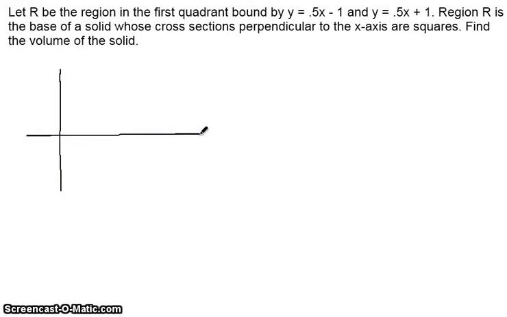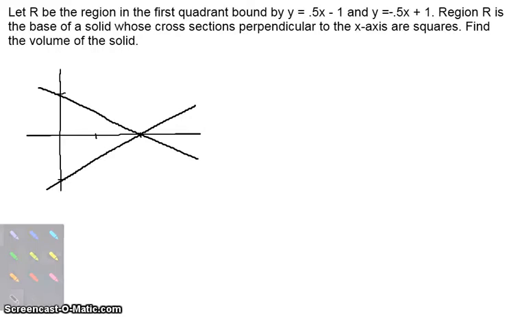So 1/2 x plus 1 and 1/2 x minus 1. If we graph these, we're going to get this right here. They're going to intersect at 2. Oh, there is a typo. I apologize. This should be negative 1/2 x plus 1. So now our graph is going to be correct, and they're going to intersect at 2. So region R is this region right here. That's going to be the base of our solid.